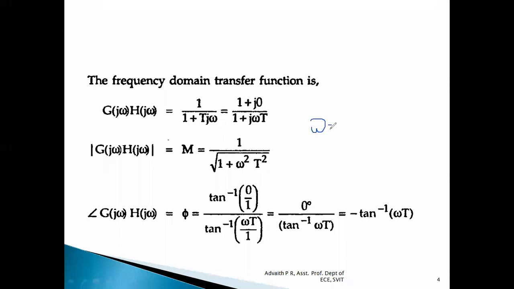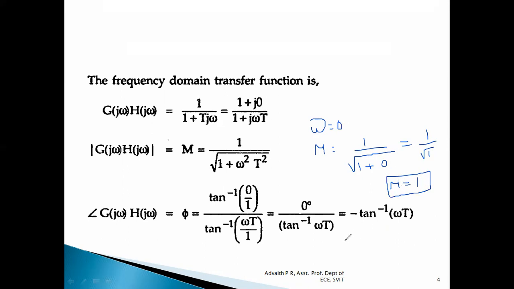Initially, when omega is equal to 0, the magnitude will be equal to 1 divided by, in place of omega, substitute 0. 1 plus 0 square into t square, it will be 0. This will be equal to 1 divided by root of 1. Root of 1 is anyhow equal to 1. 1 by 1 is 1. So the magnitude which we get when omega is equal to 0 is 1.